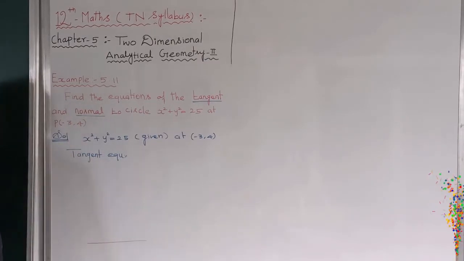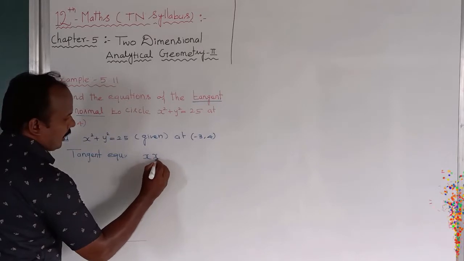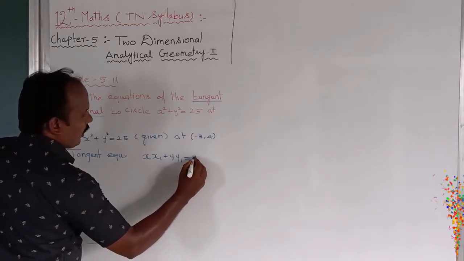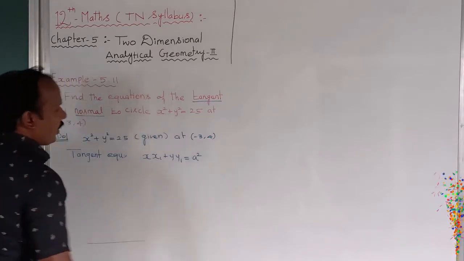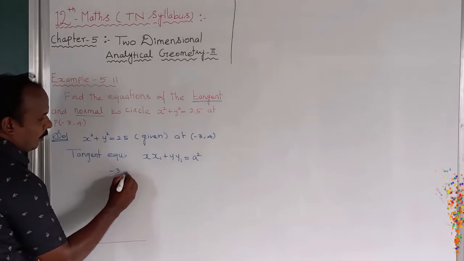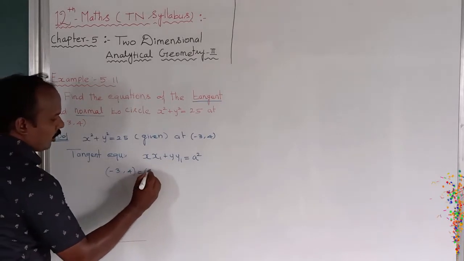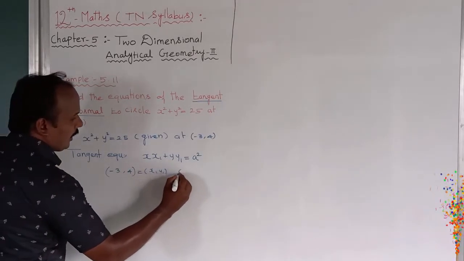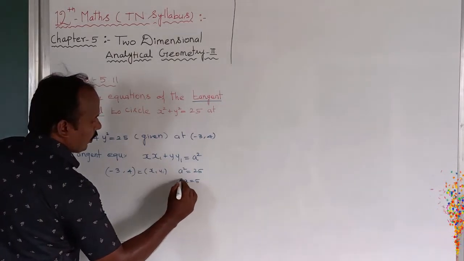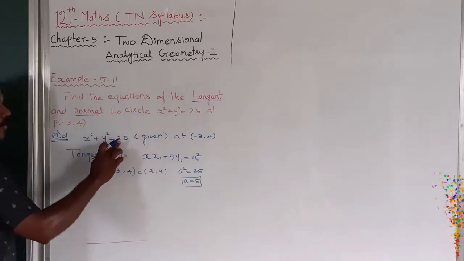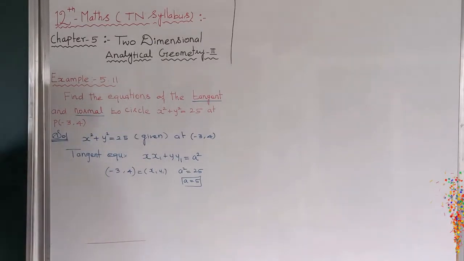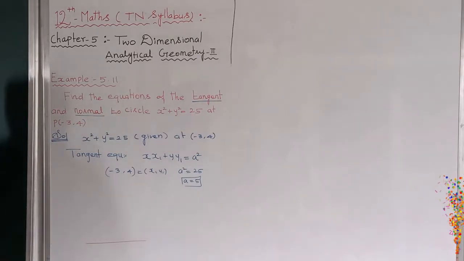The formula for the tangent equation is x x1 plus y y1 is equal to a square. Here x1, y1 is (-3, 4). Next, a square is equal to 25, so a is equal to 5. The general form of the circle is x square plus y square is equal to a square.